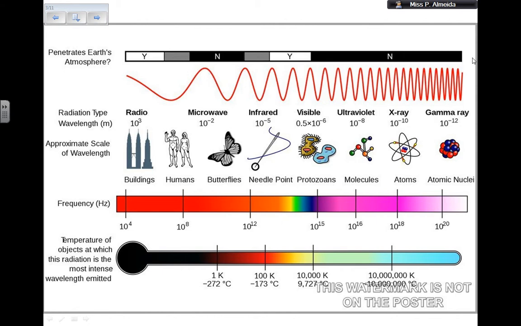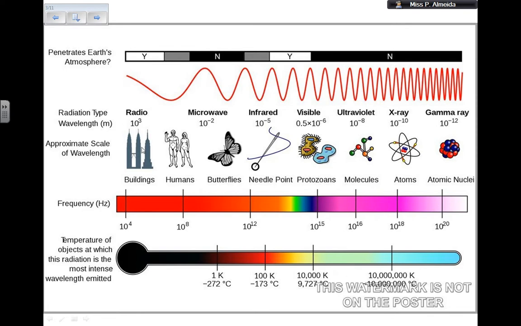So starting from the shorter wavelengths, which means a higher frequency and a higher energy, we have gamma rays, X-rays, ultraviolets, and all of these are known as ionizing radiation. And then if I carry on increasing my wavelength and therefore decreasing my frequency, I get the visible light, which is the only part of the electromagnetic radiation that I can actually see. Then I have the infrared, the microwaves, and the radio waves.